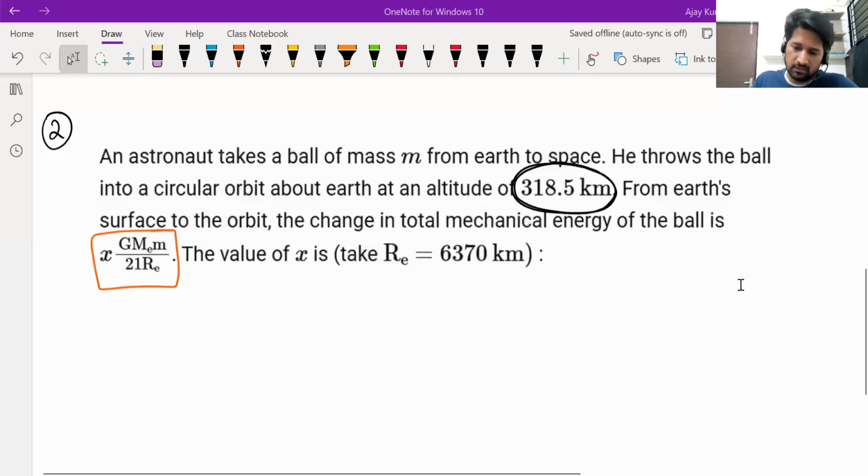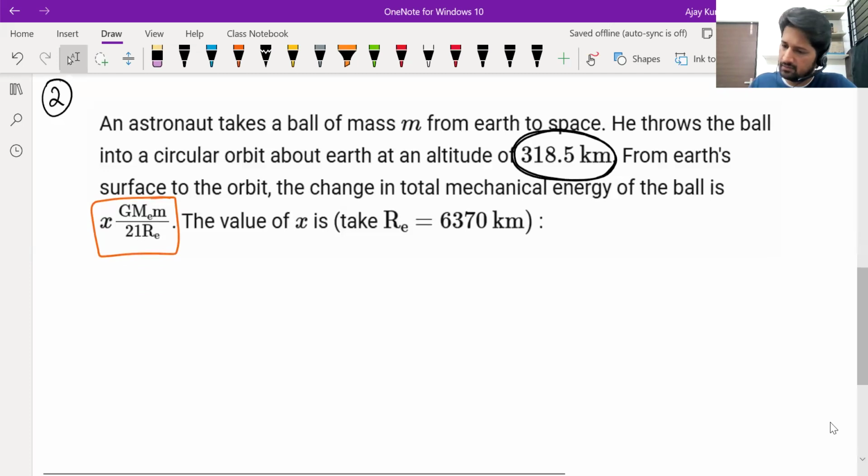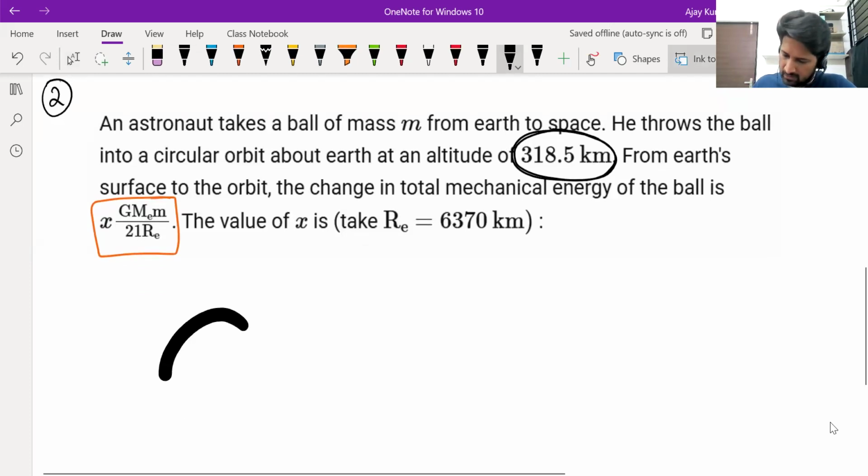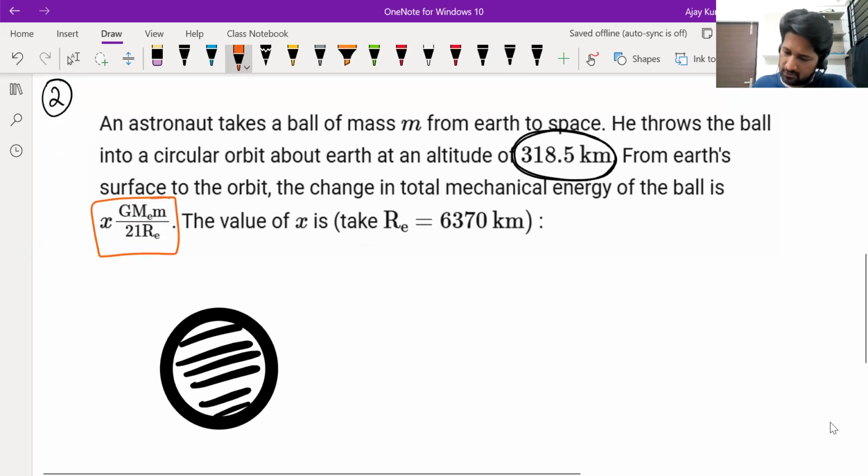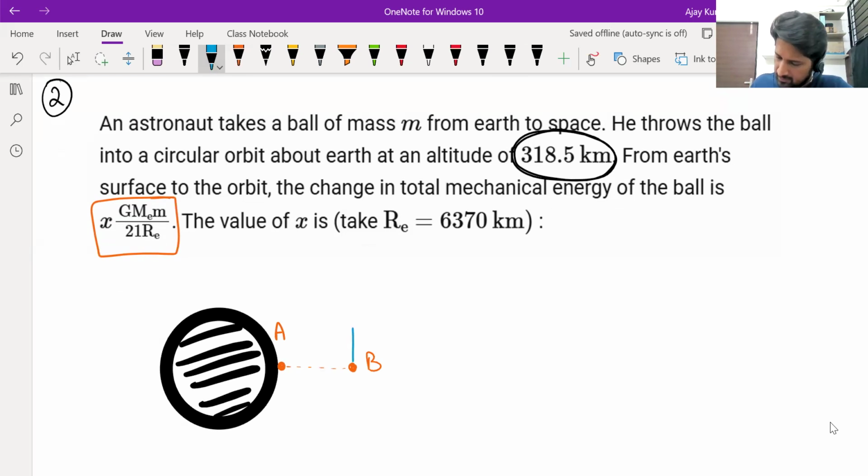It's important to visualize what is happening first. So let's imagine a planet. From the surface of the planet, the object, the ball, is being taken. So this is the initial position of the ball. It is taken to a certain height. Let this be the final position. And there it is projected with the required orbital speed such that it revolves around the planet like this.